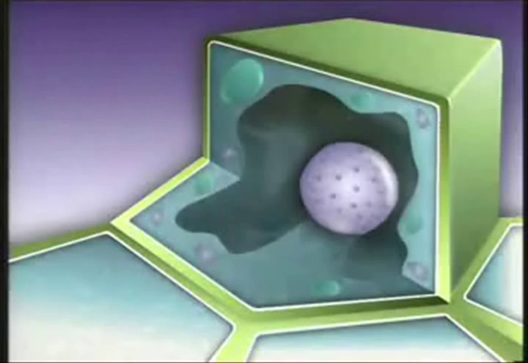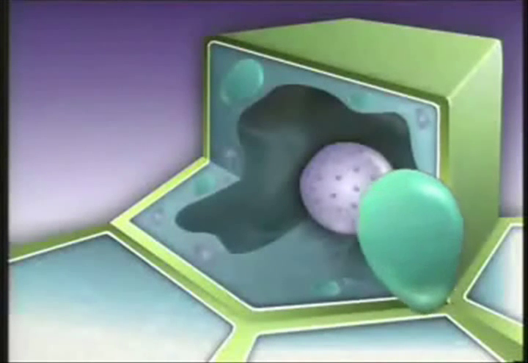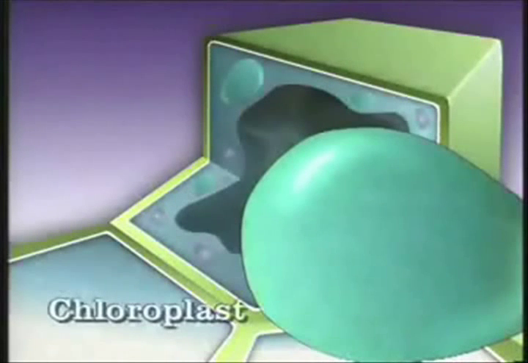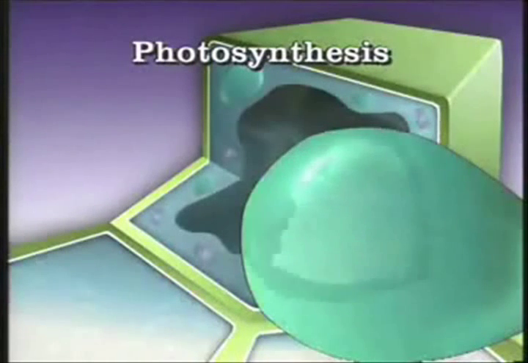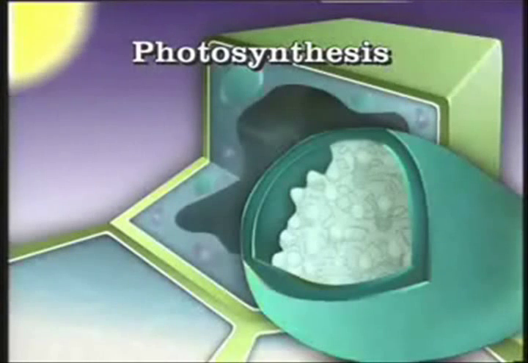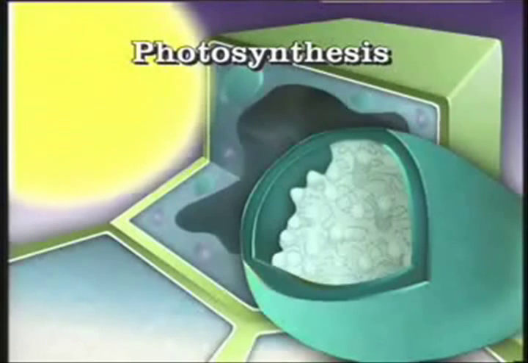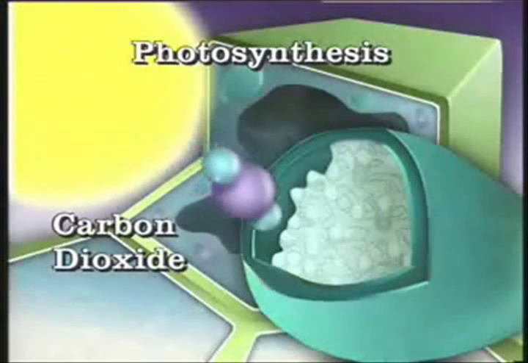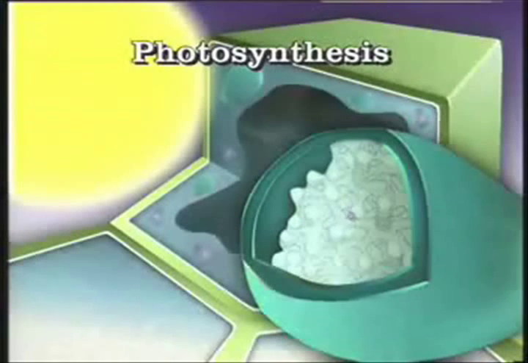Many plant cells, particularly in leaves and stems, have tiny green bodies in them called chloroplasts. Chloroplasts make it possible for plants to manufacture their own food through photosynthesis. Photosynthesis requires energy from sunlight. It also requires carbon dioxide gas from the atmosphere.